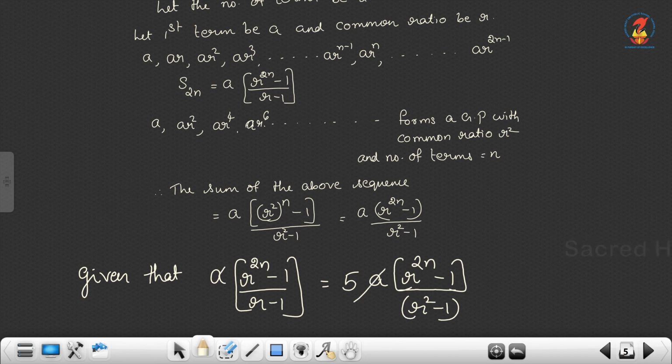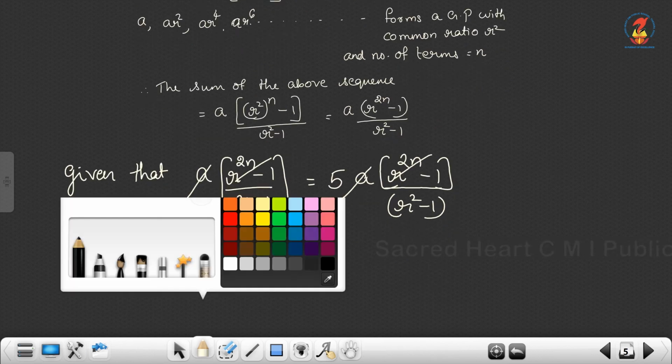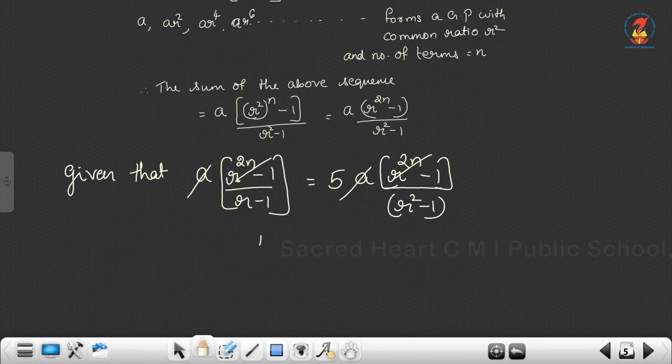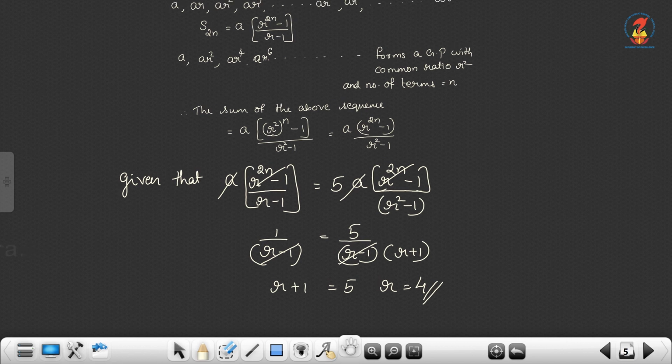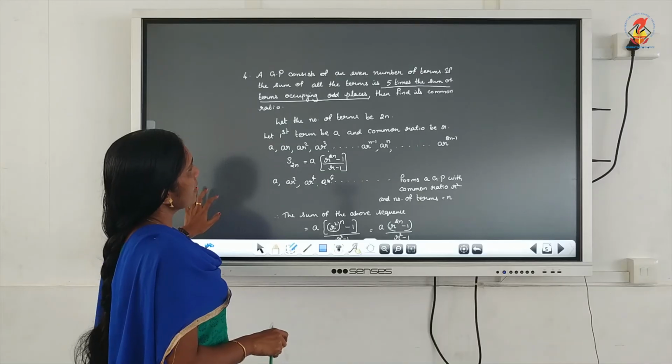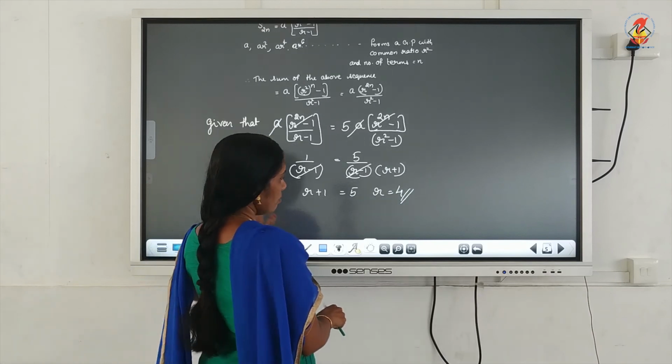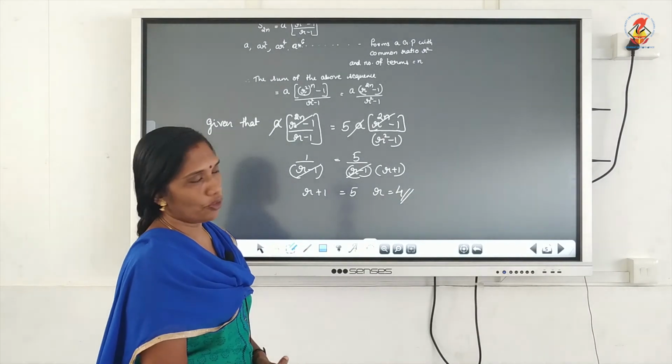Okay, so we can cancel this a, the numerator, and the question is what is the value of n? So here 1 by r minus 1. R square minus 1 we can write as r minus 1 into r plus 1. So what is r plus 1? It is 5. So what is r? What is the question? Find its common ratio. Okay, not the number of terms, find the common ratio. So r is equal to 4.